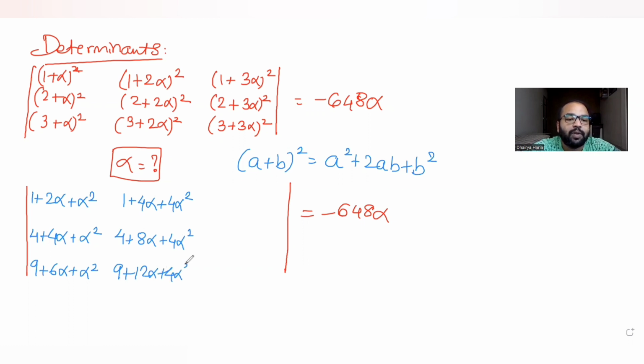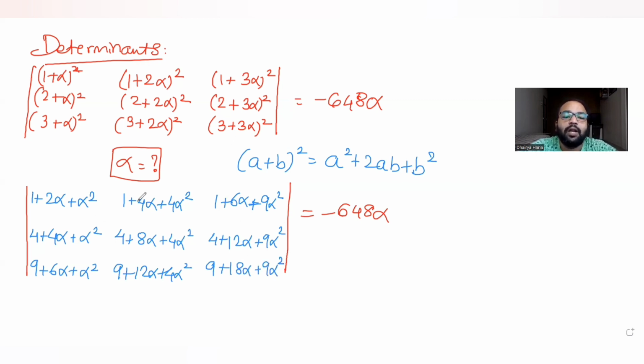Next 3 elements, if we solve that also, 1 plus 2 into 3 alpha is 6 alpha plus 9 alpha square. Then we have 4 plus 2 into 2 into 3, so 12 alpha plus 9 alpha square. And the last we have is 9 plus 2 into 3 into 3, so 18 alpha plus 9 alpha square.